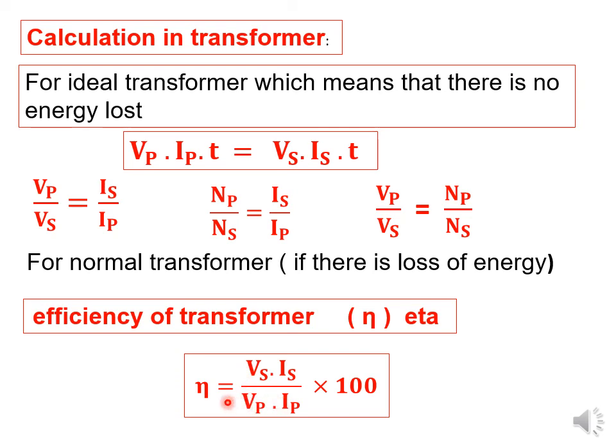يبقى ال efficiency eta ratio between ال output power to the input power multiplied by 100. V secondary I secondary اللي هي ال output power V primary I primary ال input power multiplied by 100.